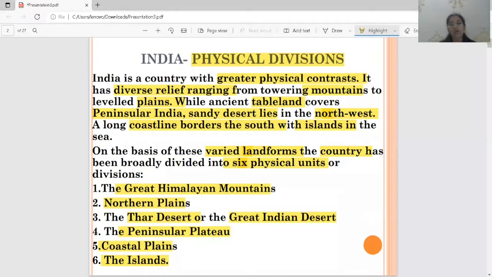So on the basis of these varied landforms of the country, we have been divided into 6 physical units. One is the Greater Himalayas, the Great Himalayan Mountains. Second is the Northern Plains. Third, Thar Desert or the Great Indian Desert. Fourth is the Peninsular Plateau. Fifth is the Coastal Plains. And sixth is the islands. These are your physical divisions.